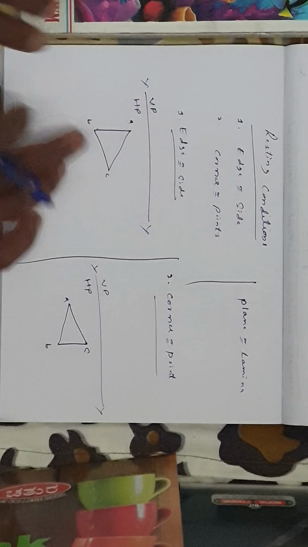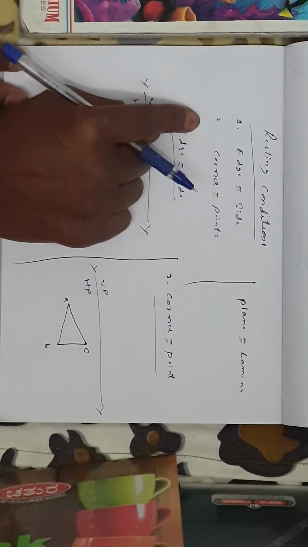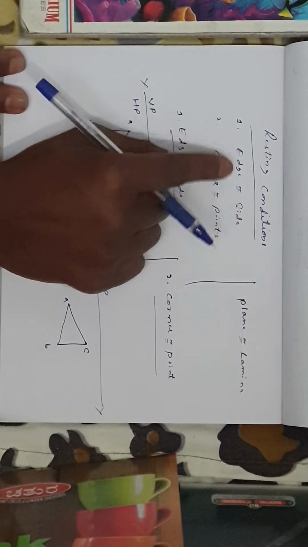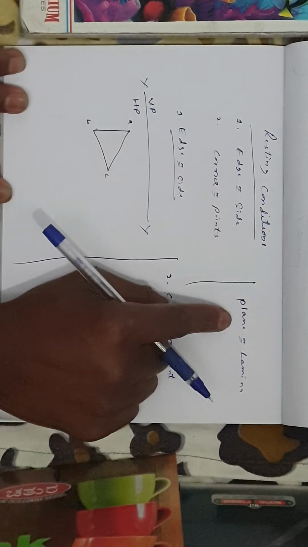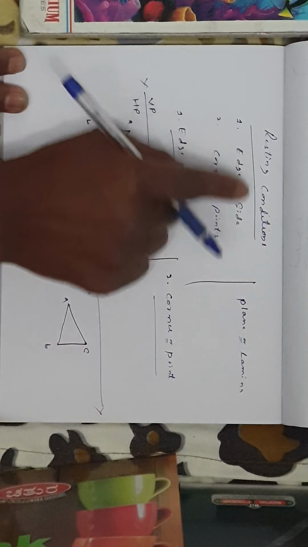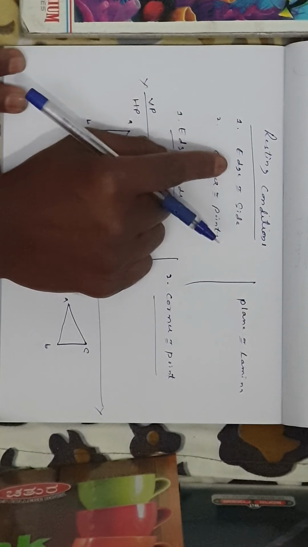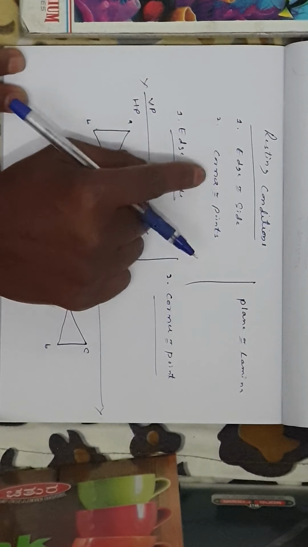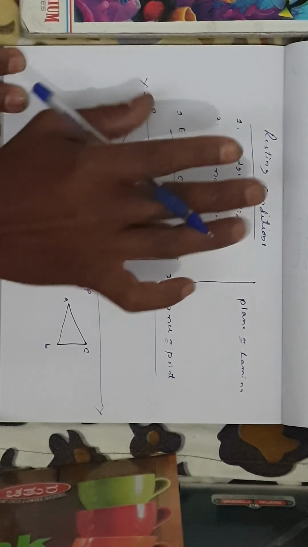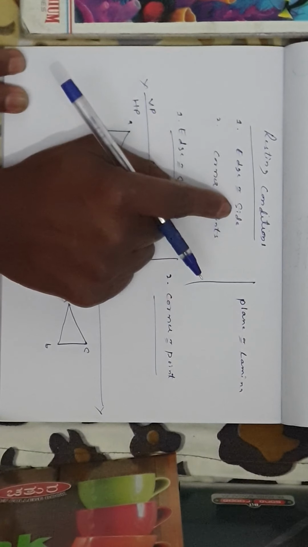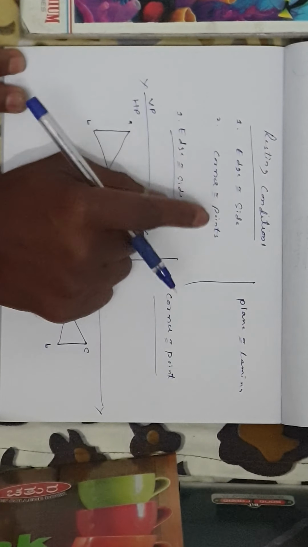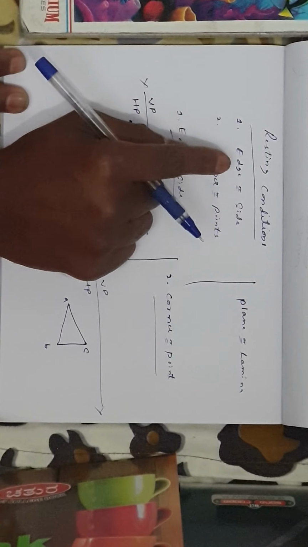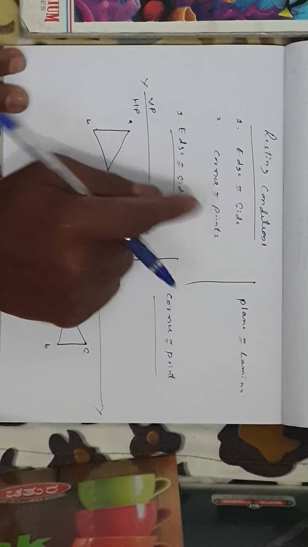Here, there are two types of resting conditions. One is edge or side. Here the words edge and side are both similar, like plain lamina, no? Similarly, the second condition is corner or point. Corner or point are both similar. Any one will be given, not edge or side and corner or point at a time. So there are two types of resting conditions: one is edge or side, the second is corner or point.